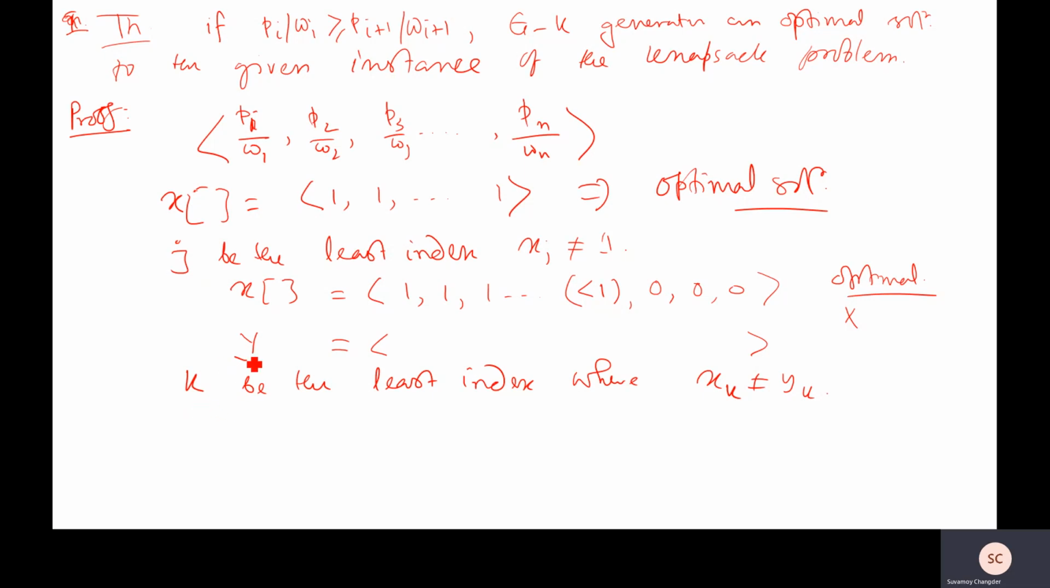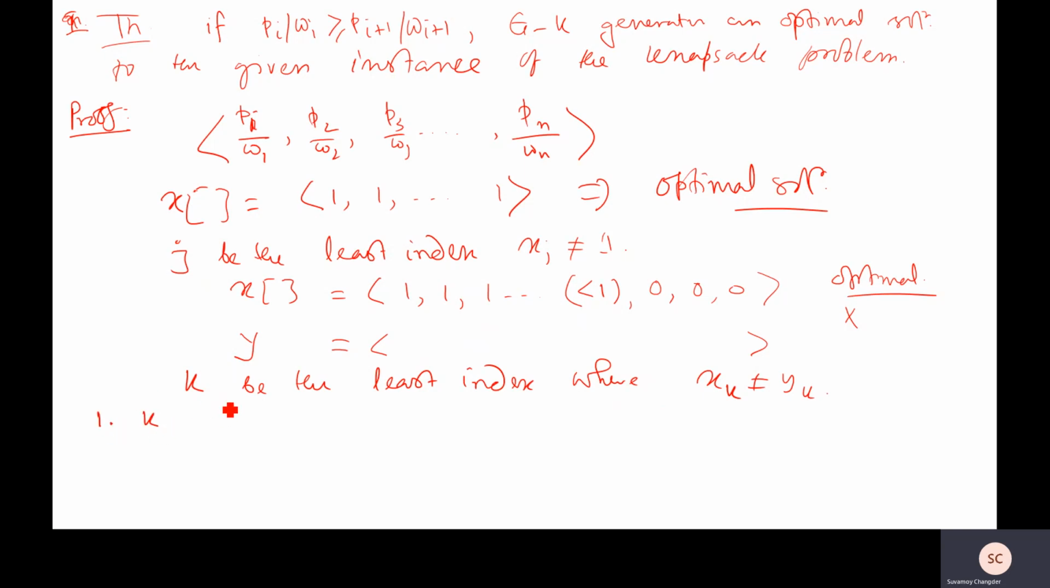Now we are considering that Y is the optimal solution. X is not an optimal solution, so we will prove it by contradiction. So there must be a solution which is optimal. Let this be Y. The elements of X may not be equal to Y. So let K be the least index where Xk is not equal to Yk. That may be the first one, second one, third one, anything. Now what will be the nature of this K? There are three possibilities.